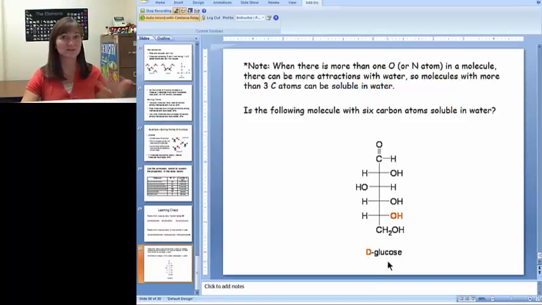So this is glucose, one of our monosaccharides. And it's very soluble in water. We all know sugar is pretty soluble in water. So basically, you can break that 3 or less carbons being soluble if you put more OH groups on. All right.